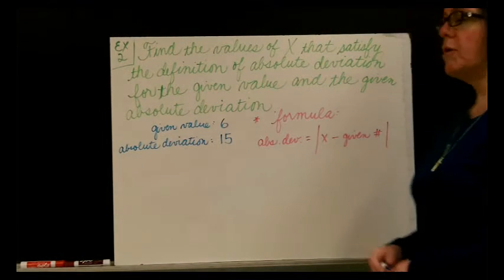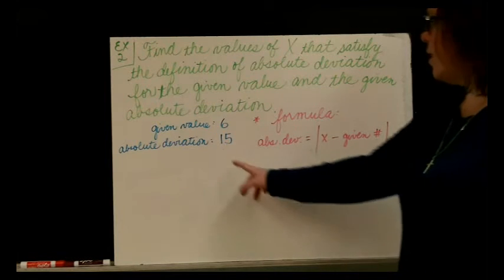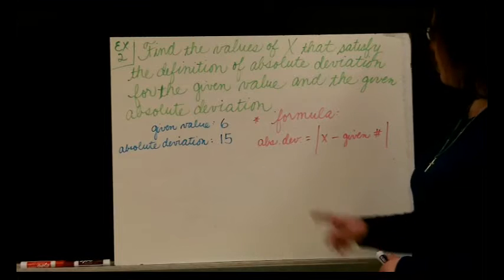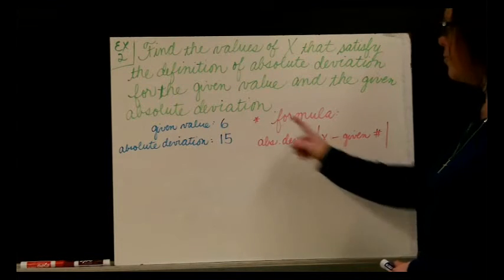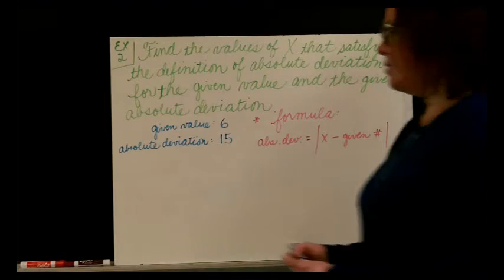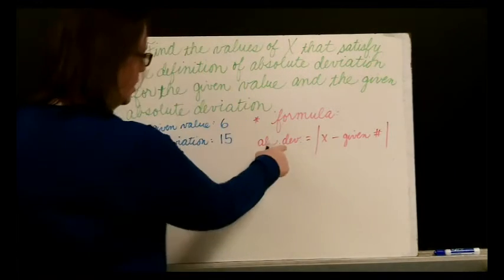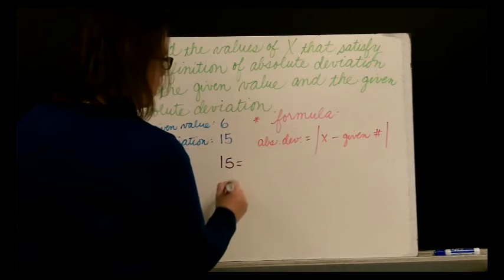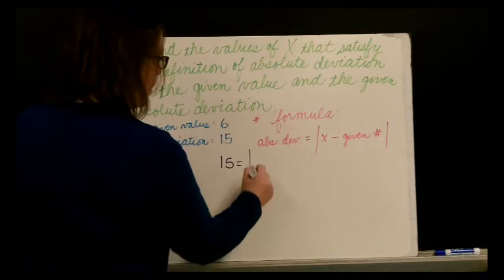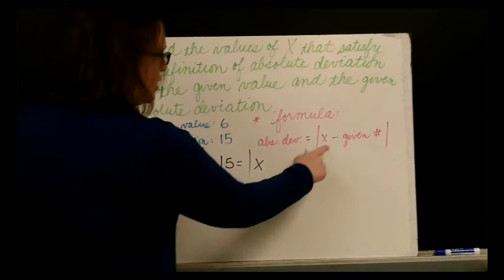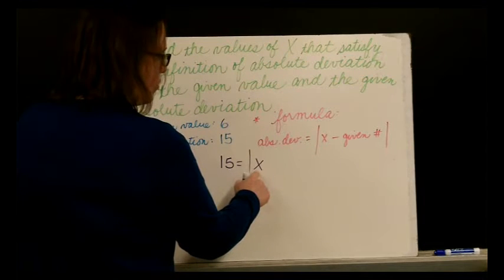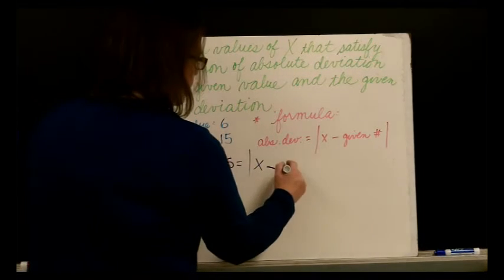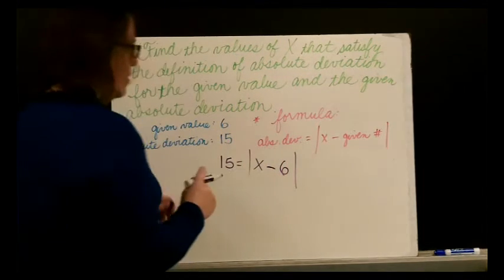And just to remind you what the formula is, our absolute deviation is equal to the absolute value of x minus the number that we're given, the given number. And the way that we're going to set that up is the absolute deviation, which here is 15, is equal to the absolute value of x. So you see, this x is always going to be there, minus the given value, which is 6.